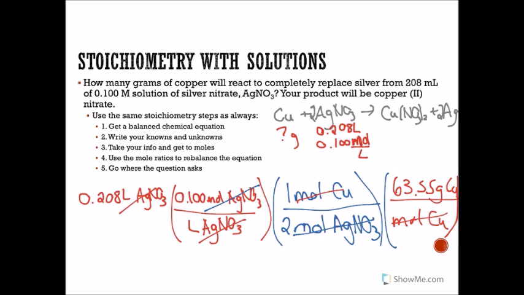And now we can multiply all the way through. 0.208 times 0.1 times 63.55 is equal to 1.32184 divided by 2 is 0.661 grams of copper.